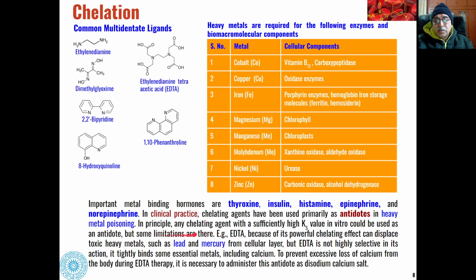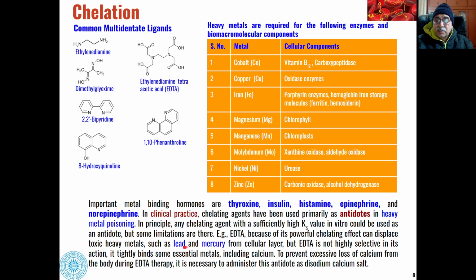Then any chelating agent with a sufficiently high stability constant in vitro could be used as an antidote, but some limitations are there. For example, if we take the case of ethylenediaminetetraacetic acid, EDTA, it has a powerful chelating effect, and it can displace toxic heavy metals such as lead and mercury from the cellular layer. But at the same time, the selectivity of EDTA is not very high.